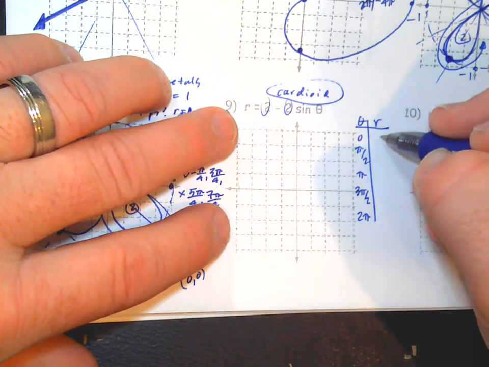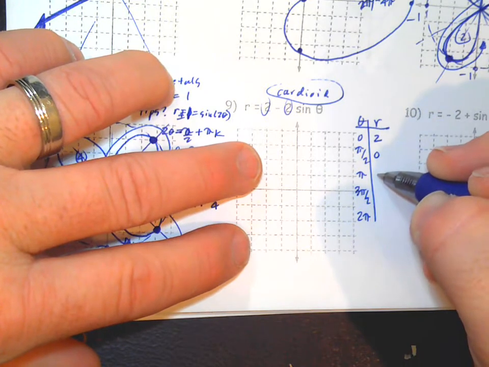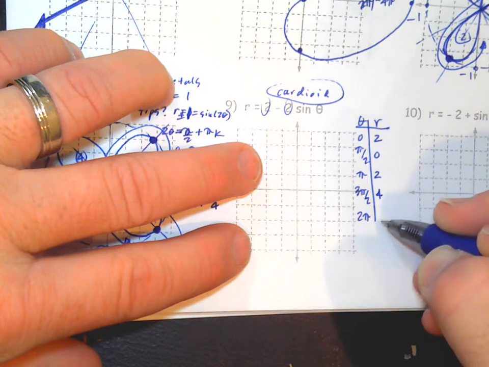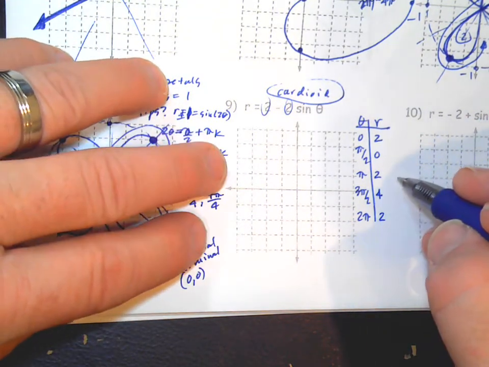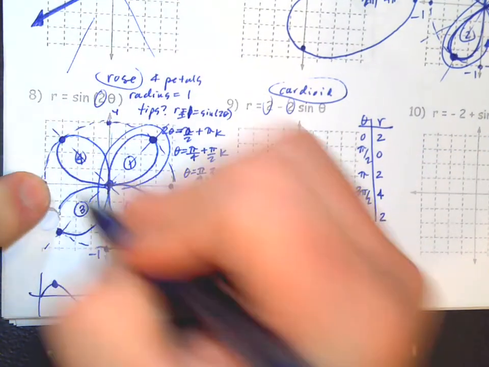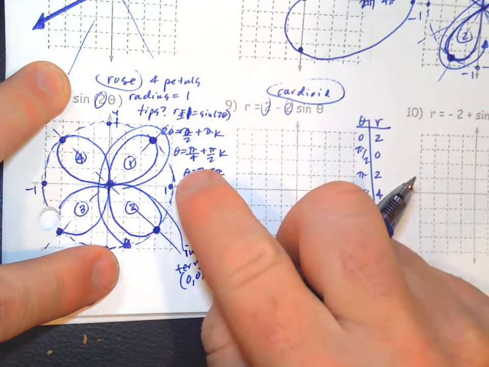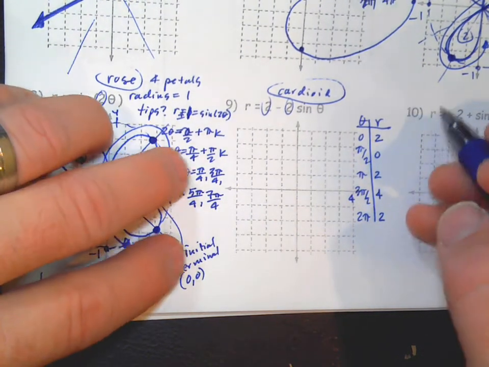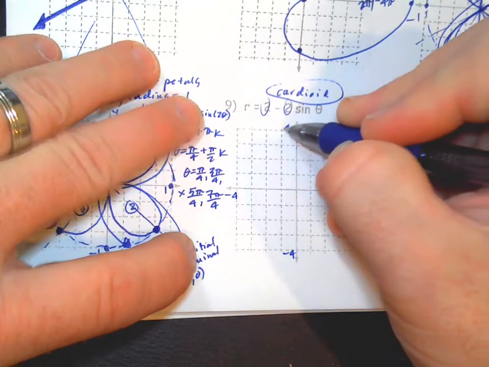Sine of 0 is 0, so you get 2. Sine of pi over 2 is 1, so you get 0. Sine of pi is 0, so you get 2. Sine of 3 pi over 2 is negative 1, so you get 4. And sine of 2 pi is 0, so you get 2. So we're going to need to go all the way out to 4 at some point. So I guess we're going to just go ahead and make our, and I forgot to, in the last one, add the units on the axes because I scaled it differently. This time I think we go all the way to 4 because we actually do need 4.